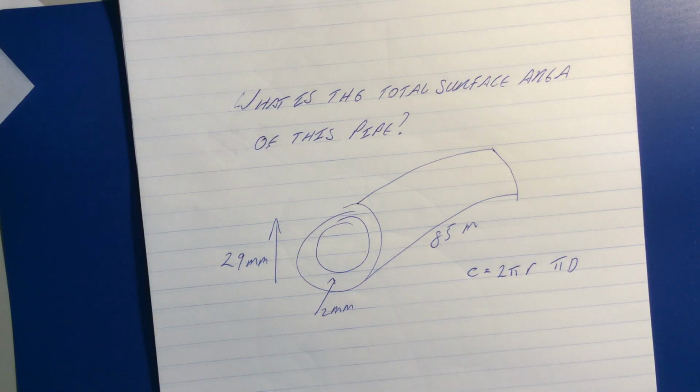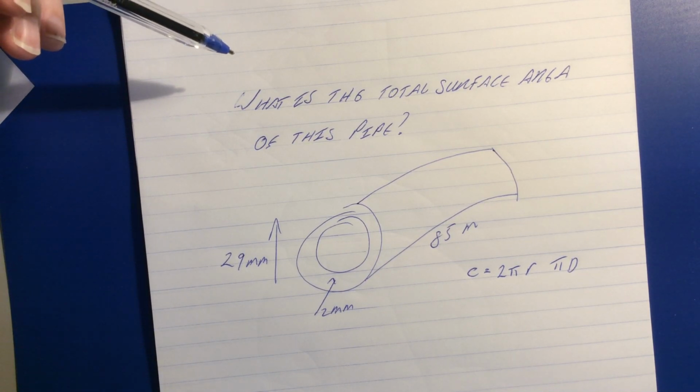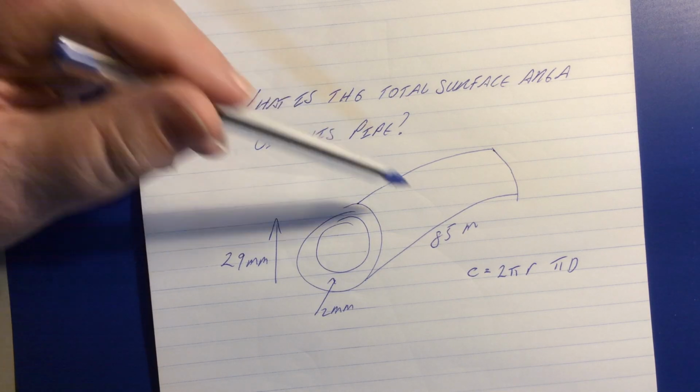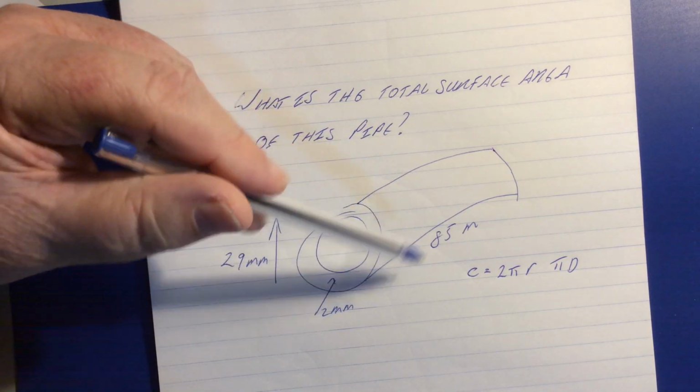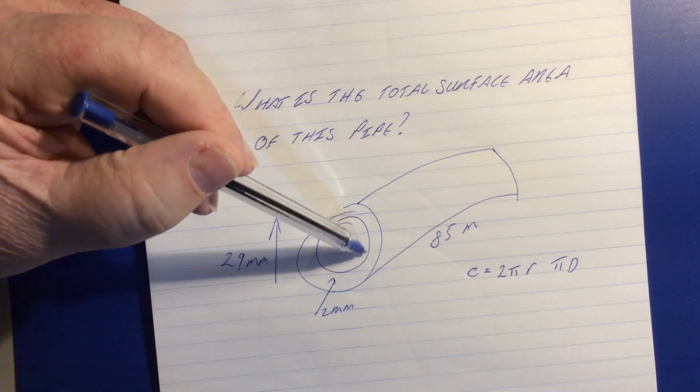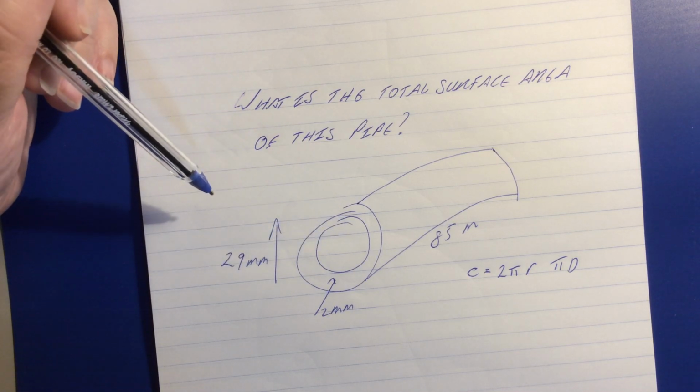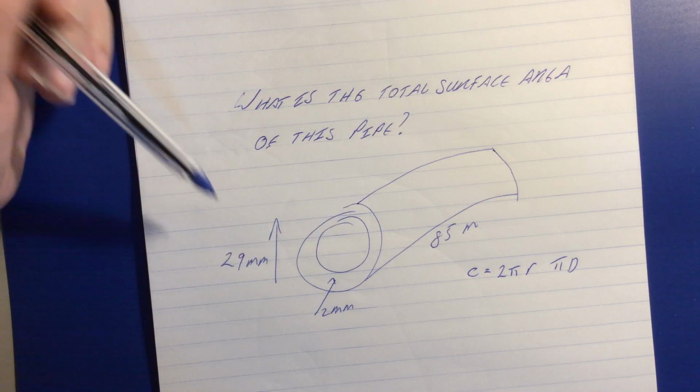Hi, I'm an old guy and I do maths, and today we're going to try and work out the total surface area of this pipe. A lot of people who would do this would get it wrong because the total surface area of this pipe is not just what you see on the outside, it's also what you see or can't see on the inside. There are some complicating factors.